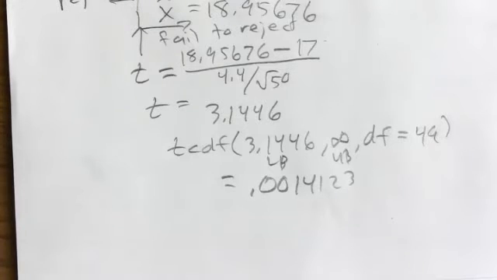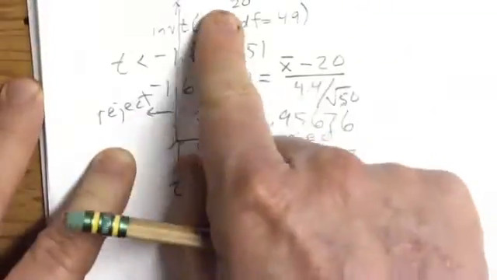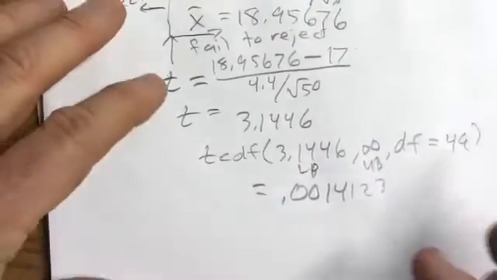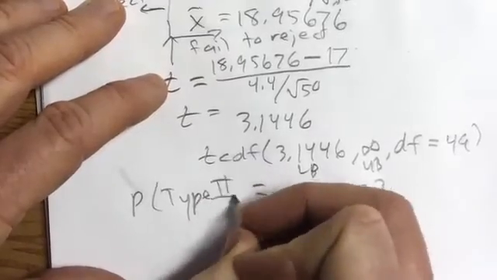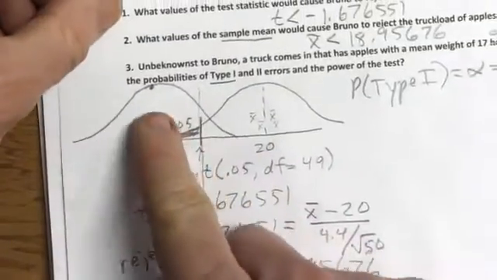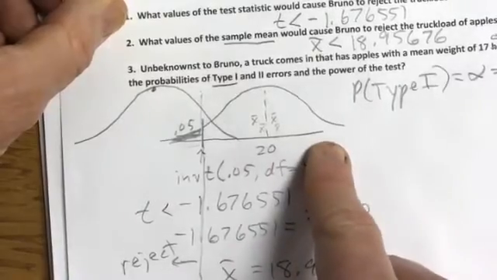So there we go. In other words, there's not much overlap at all. That is what is known as the probability of type 2 error. It is the overlap of the bad curve into the fail to reject region of the good curve.